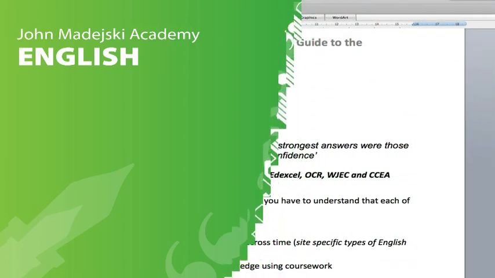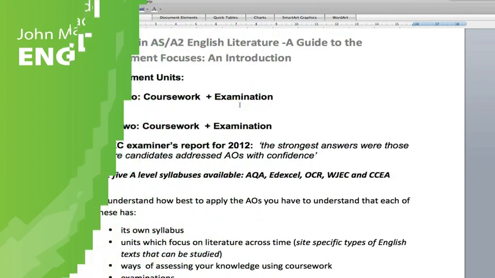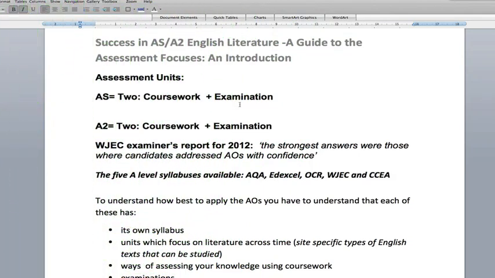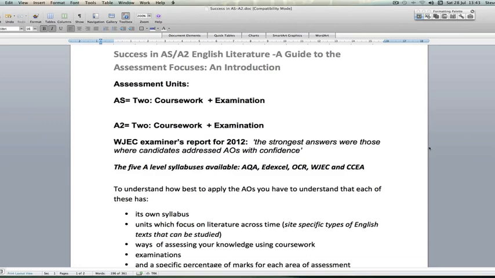Whatever the exam board, an A level, when we get to A2, is broken down into 4 units. The first 2 units are found in AS, where you have a unit that's based on coursework activities and a unit that's based on final examination. The AS English Literature and A2 English Literature are broken down into 2 units each.